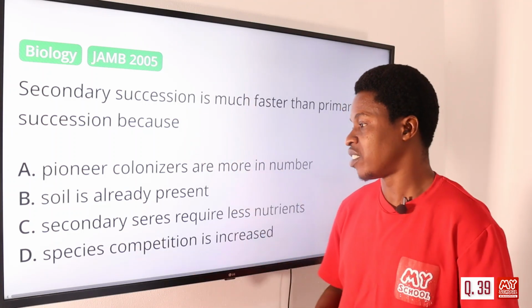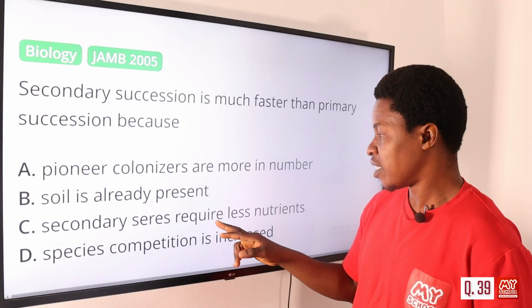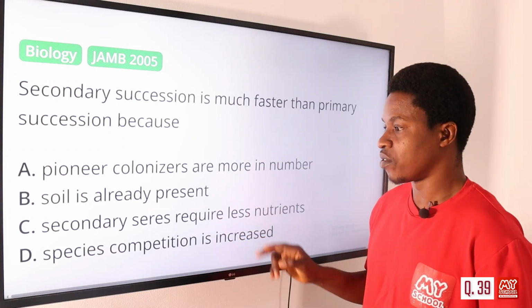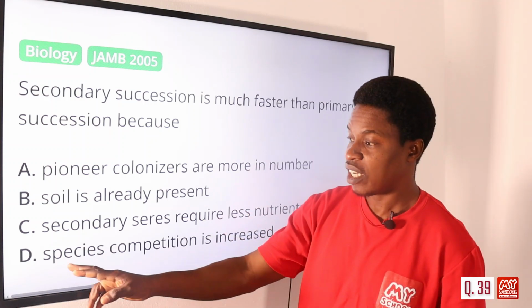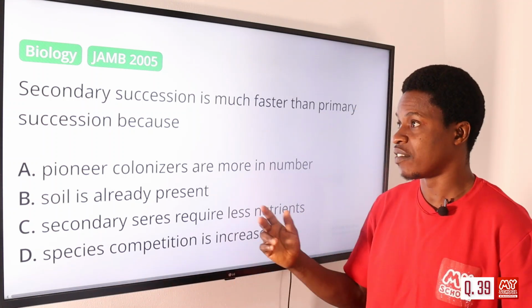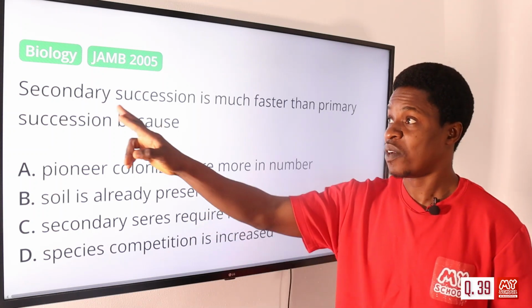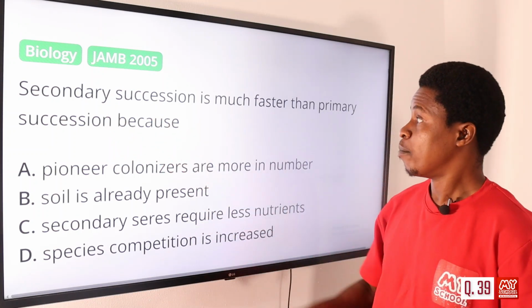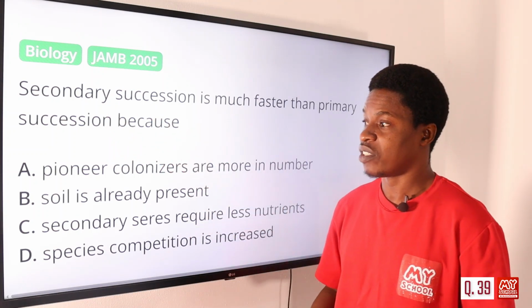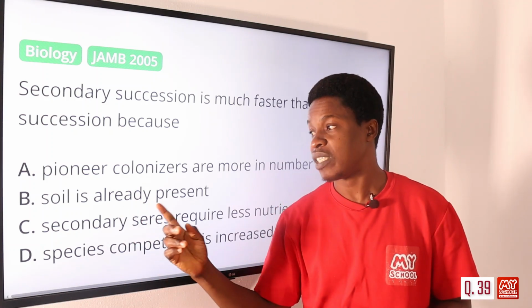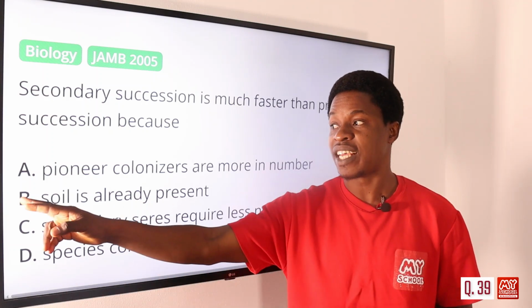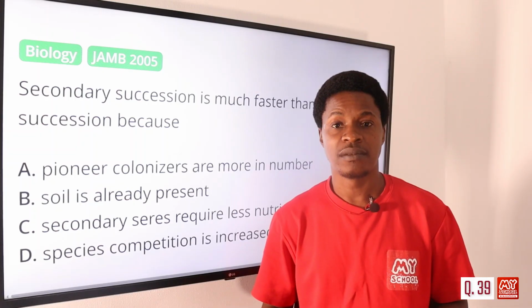Option C says secondary succession requires less nutrients. That is not true. Option D says species competition is increased. Is that the reason secondary succession is much faster? No. The reason secondary succession is much faster than primary succession is because soil is already present there. So the correct answer is option B.